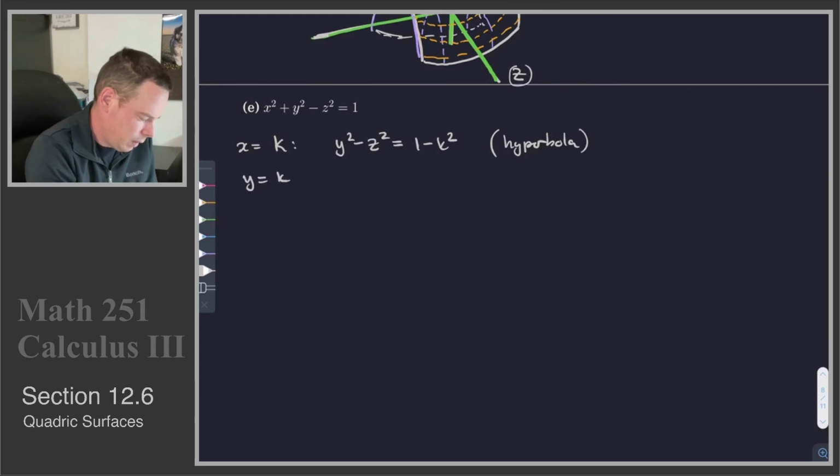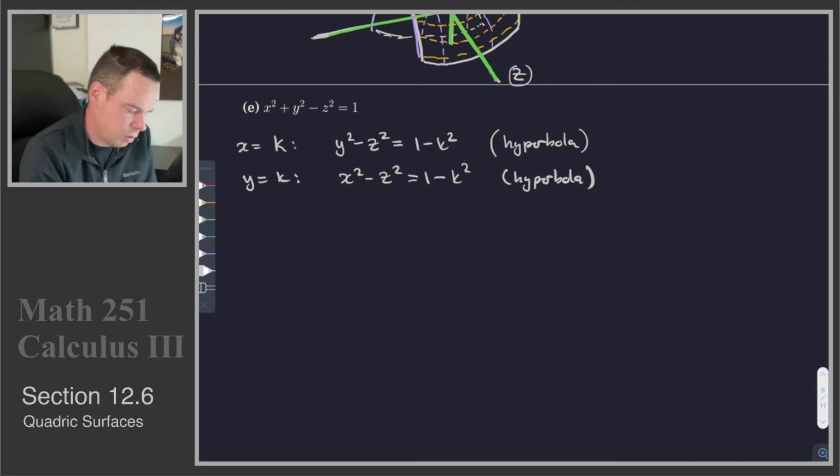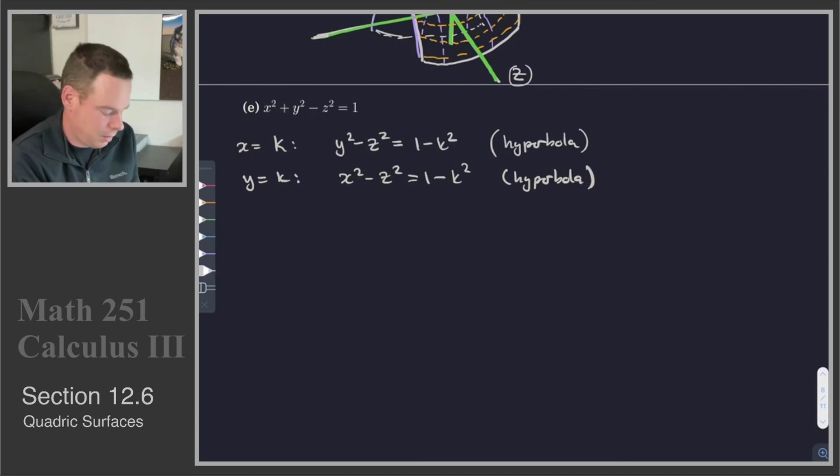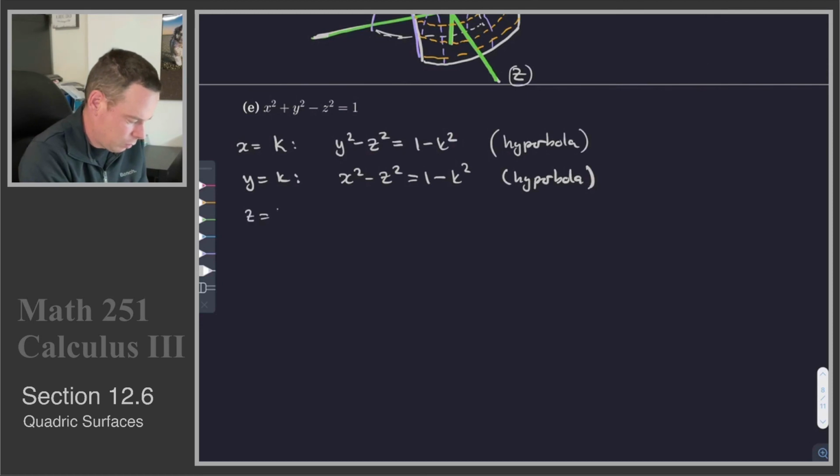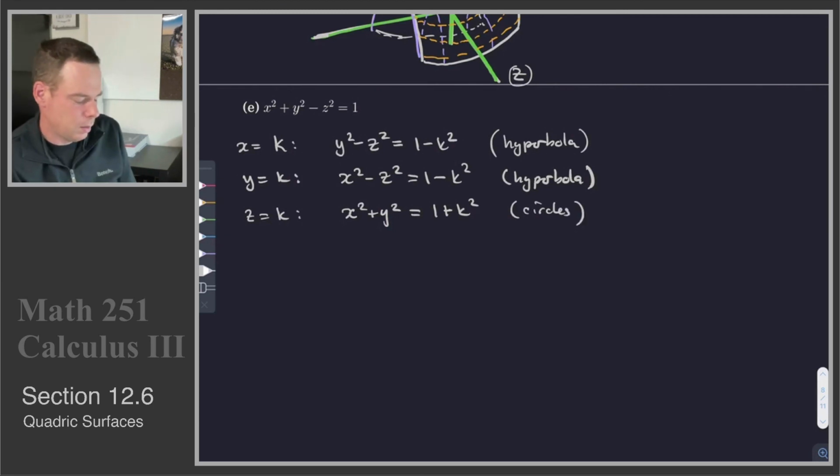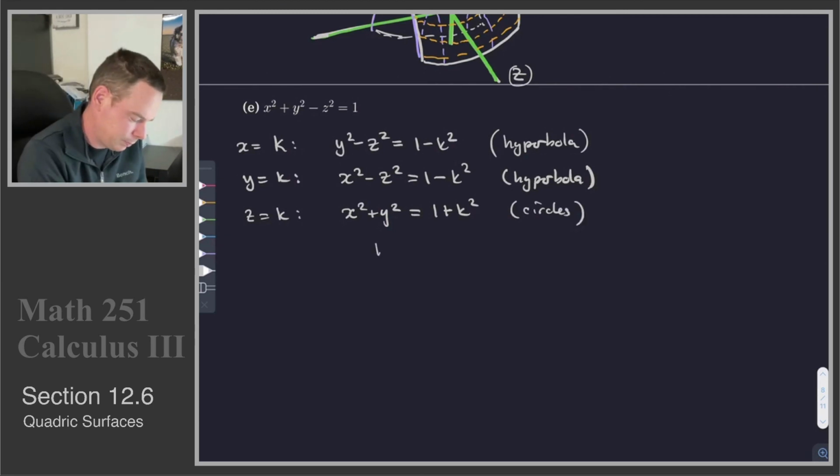We got y equals k. It's very similar to the x. In this case, it would be x squared minus z squared equals 1 minus k squared. This is a hyperbola again. So it's two hyperbolas so far. So we can already maybe think that the name of this surface is probably going to be called a hyperboloid. And then what about z equals k? That's x squared plus y squared equals 1 plus k squared. And those are circles. So this is going to be what's known as a hyperboloid.